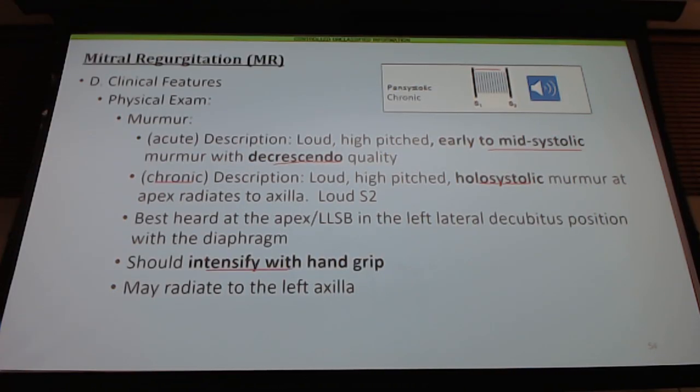And if I'm going to do my dynamic auscultation maneuvers, I'm going to do my hand grip, which is going to increase my afterload. That's going to increase the pressure required to open the aortic valve, which then means path of least resistance and regurgitation again is going to be going to the atria instead of opening that valve. So you're going to have a louder murmur with hand grip in this case.